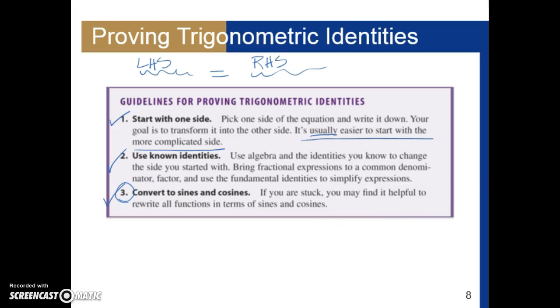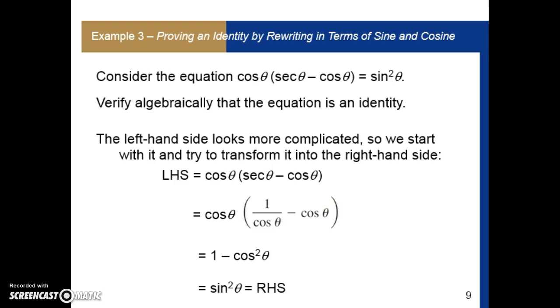So let's see what we're talking about in this three-step process. Let's actually prove an identity. So we're going to consider this equation. It is the cosine of theta times the secant of theta minus the cosine of theta, and all of that equals the sine squared of theta.